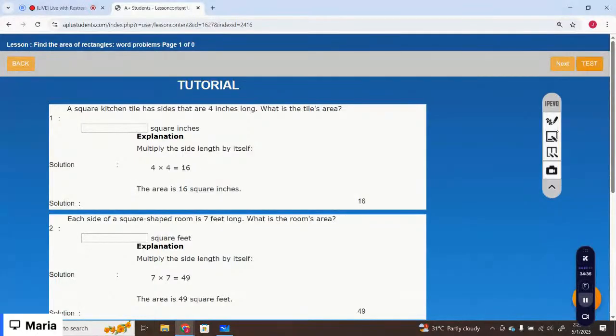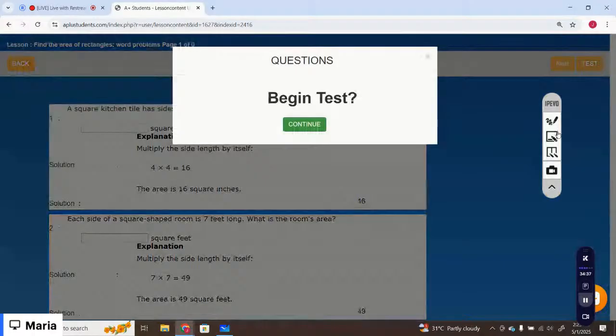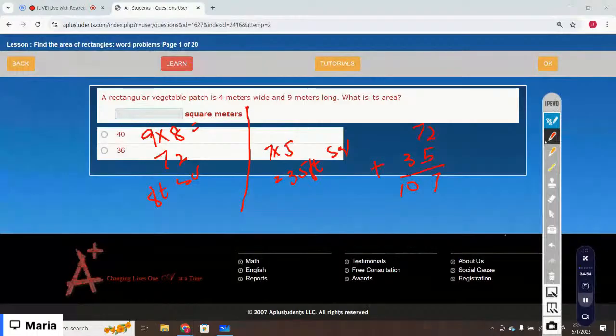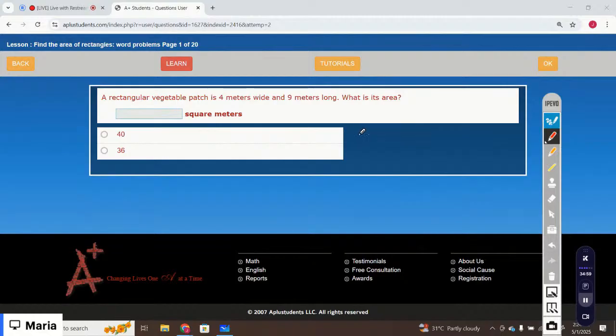Let's just start with the test questions. A rectangular vegetable patch is 4 meters wide and 9 meters long. What is its area? Rectangular. So the area of the rectangular figure is length times width. That is 9 times 4, that equals 36. Option number 2 is the correct option.